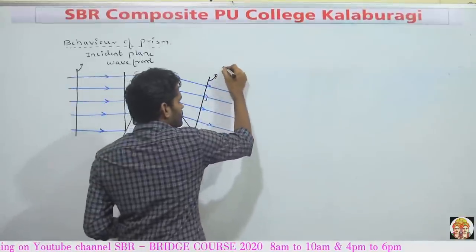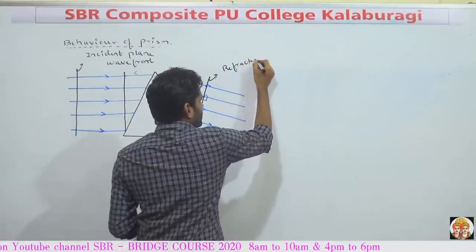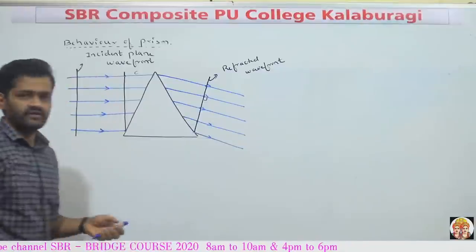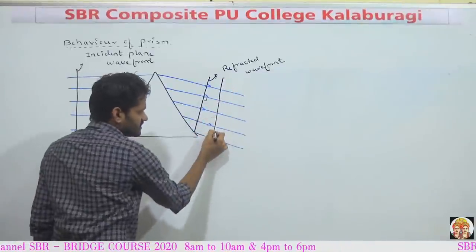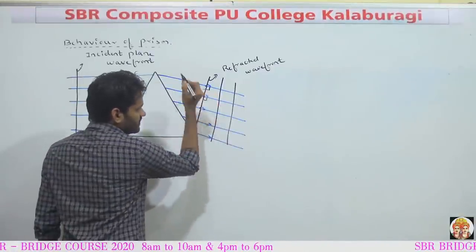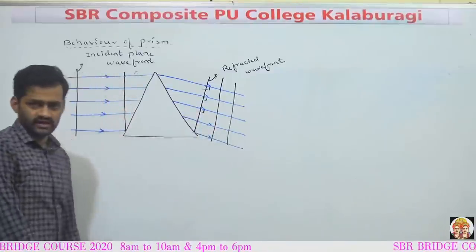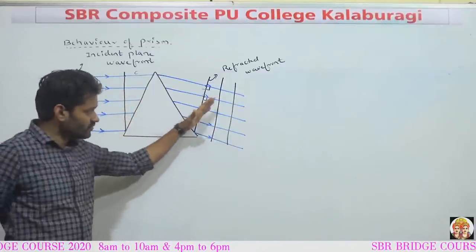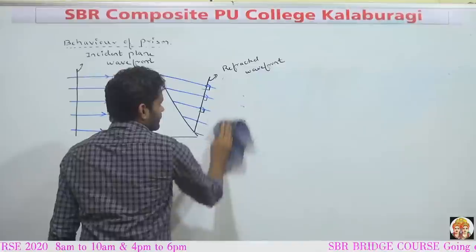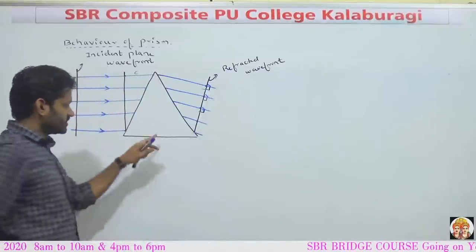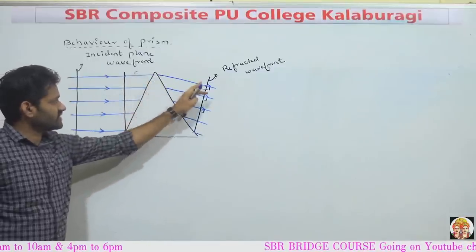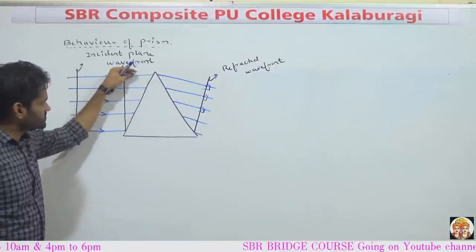This wavefront is called what? The refracted wavefront. Refracted wavefront. The angle between this wavefront and the ray of light is what? 90 degrees. Hope you understood why it is a wavefront. Because in the denser medium, the speed of light decreases. Here, most of the space is what? Rarer. That's why the speed of the disturbance will be more.